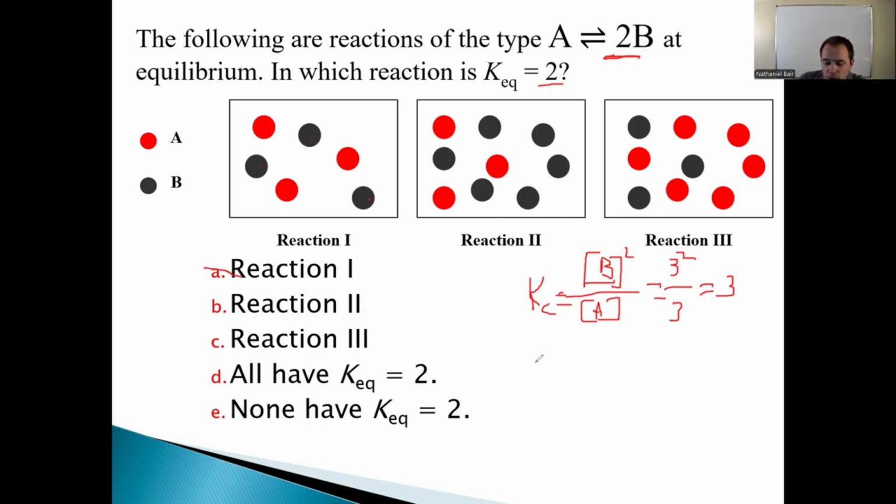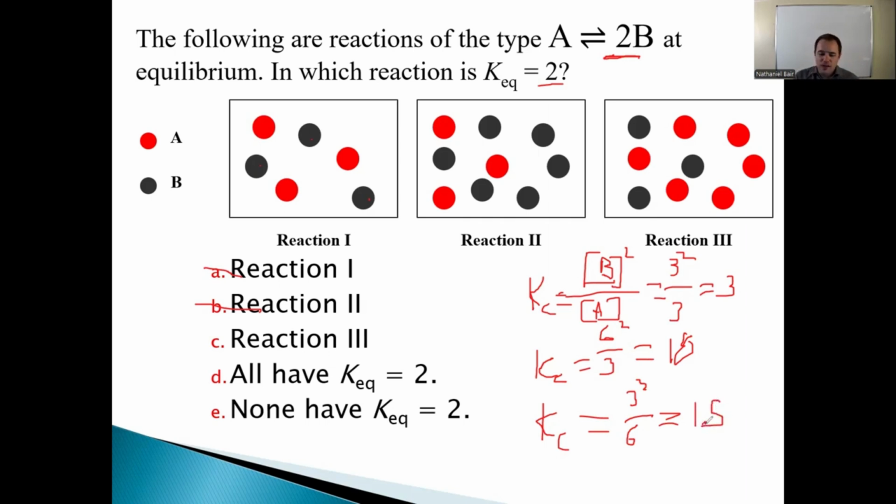Taking a look at reaction 2, that would be 6 squared over 3. That's 36 divided by 3. That's 12, I believe. So not reaction 2. And here we would have 3 squared over 6. So that's 9 divided by 6. That's 1.5. And it depends. Are we rounding up, right? What are we doing here?